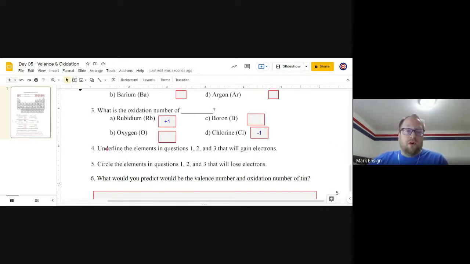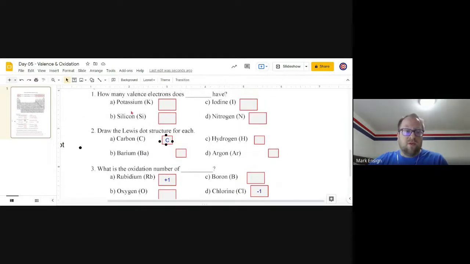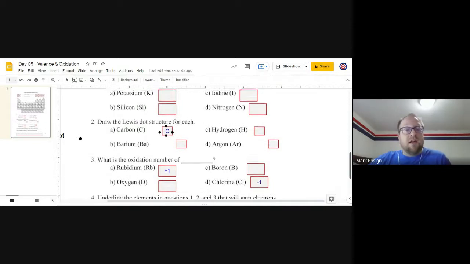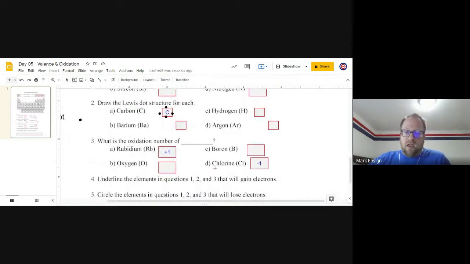Question number 4 says to underline the elements in questions 1, 2, and 3 that will gain electrons. So if we look at questions 1, 2, and 3, we need to underline them. So I'm going to insert a line. We're going to underline the elements that will gain electrons. So gain electrons, which means they have a negative oxidation number. So that's going to be chlorine.